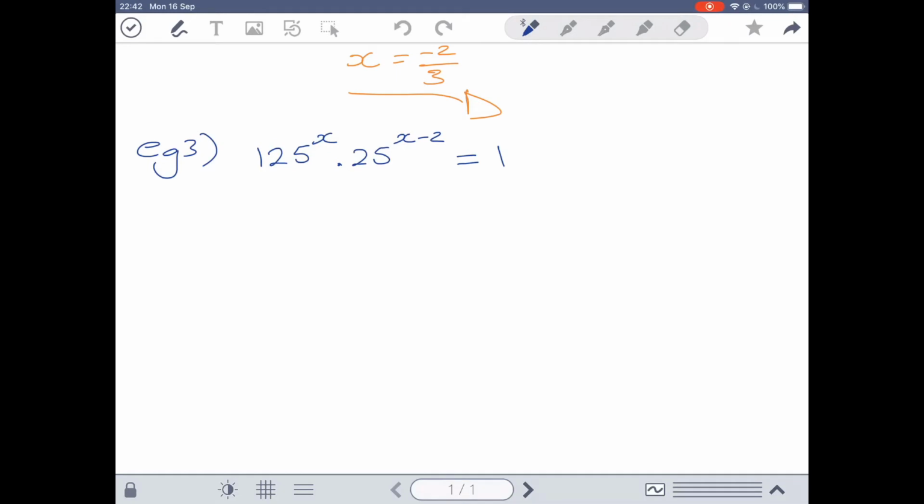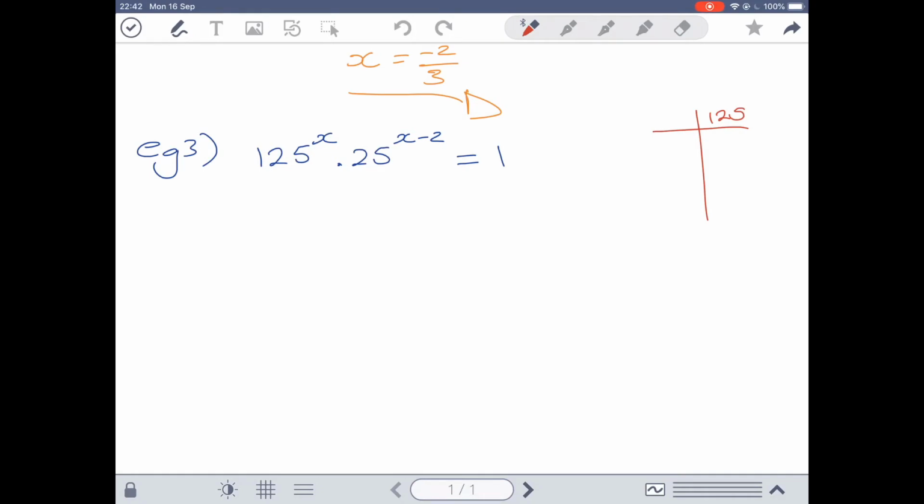So 125 is 5 to the power of something. We can think 5 times 5 is 25, 25 times 5 is 125. When you're not sure, what you can always do is what we call prime factorization. So let's do that here on our left-hand side. What we do with prime factorization is you start with your base number. So you say, well, I've got 125.